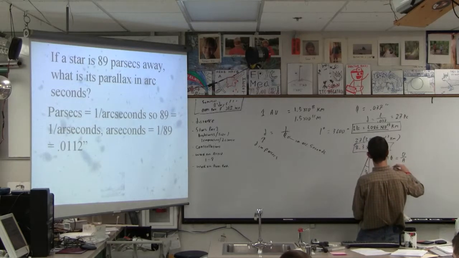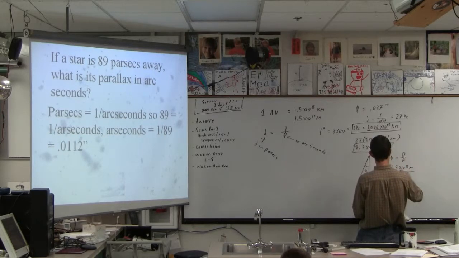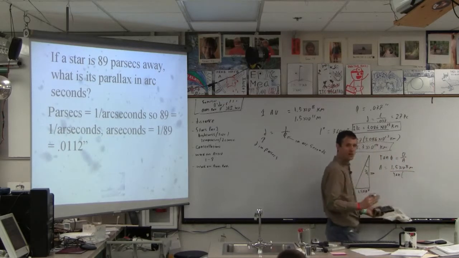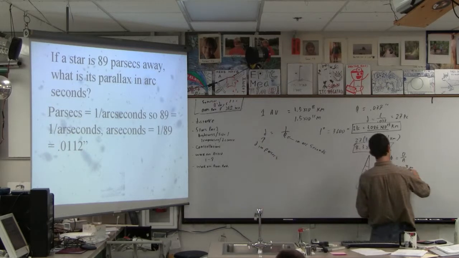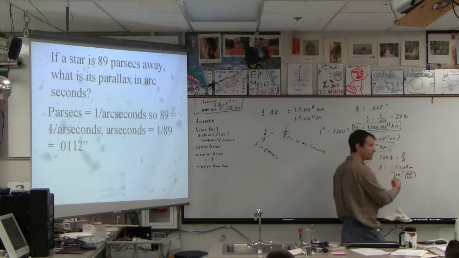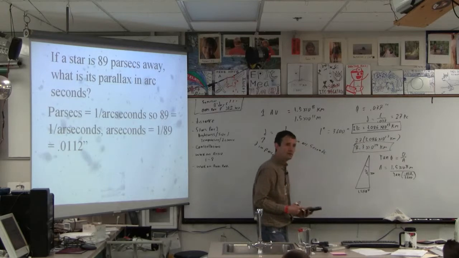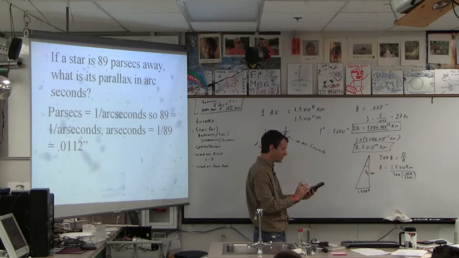So the adjacent is 1.5 times 10 to the 8th meters divided by the tangent of, and now we've got to make it into degrees. So I have to make this the tangent of 0.037 divided by 3600 to actually feed degrees in there. The 0.037 is a small part of an arc second, which is just a small part of a degree.